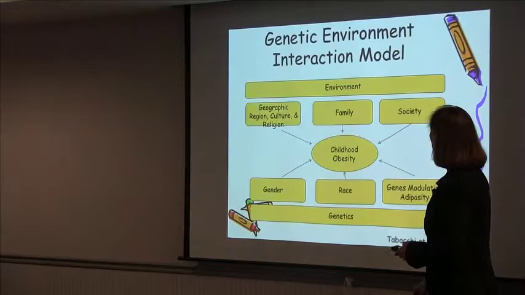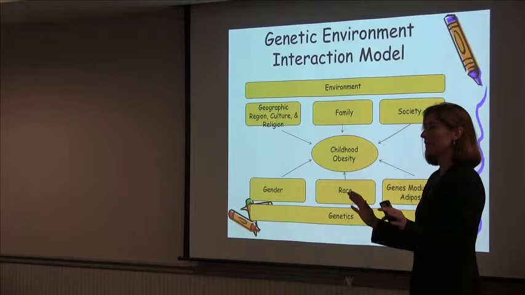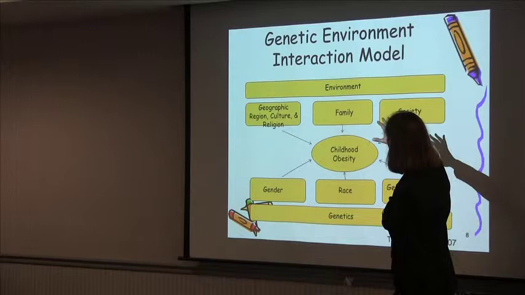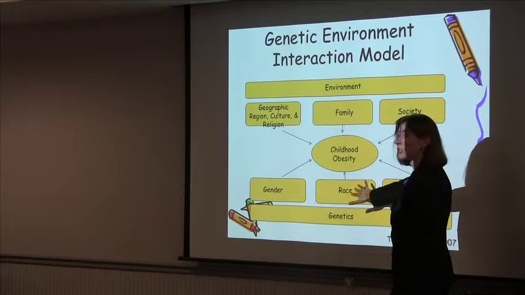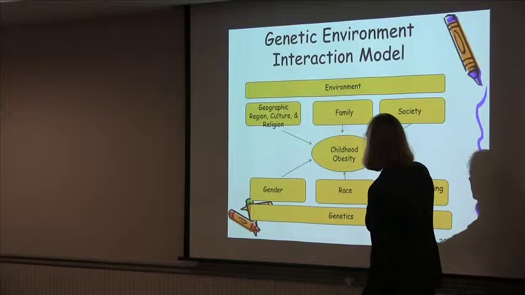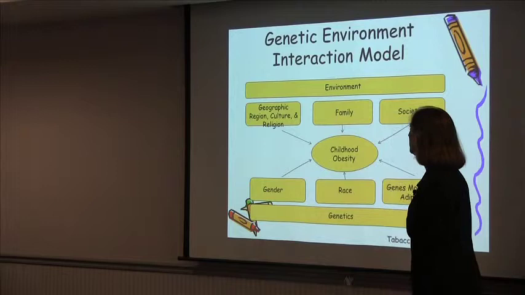In another rendition of this model, conducted by Tabacchi, we get rid of the concentric circles. And really, this model emphasizes the interaction between genetics and the environment, which were missing from the previous two models. So introducing the role of gender, the role of race, which could be in terms of body image ideals, and also getting at some of those disparities that I mentioned, genes modulating adiposity, as well as the role of the environment in terms of geographic region, cultural and religious factors, family factors, and societal factors.